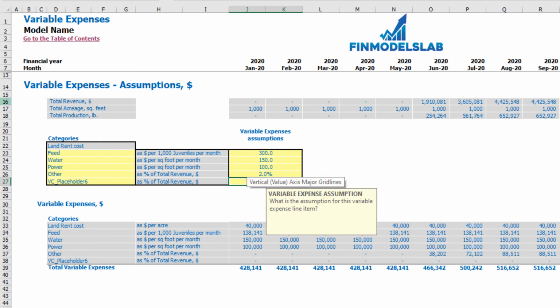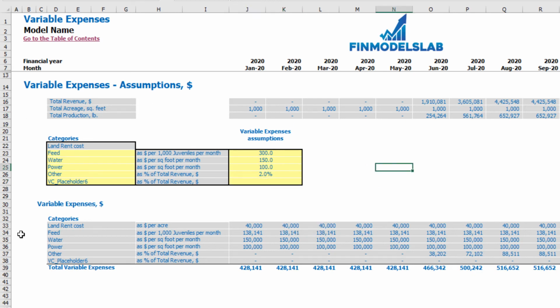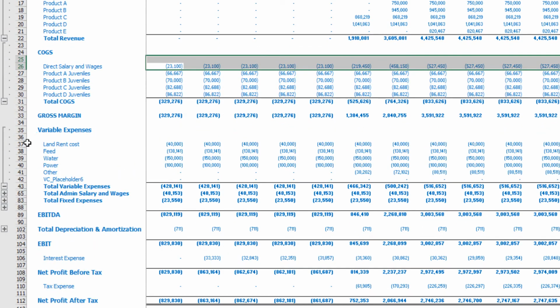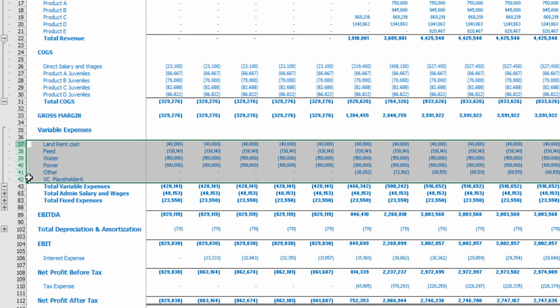On the top you have the main drivers, which is total revenue, total acreage, and total production in pounds. And on the bottom you may see the calculation of these categories by months, and in income statement tab under variable expenses section you may see the breakdown of these categories by months.